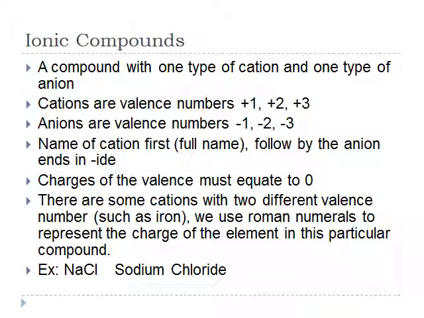So how do you name ionic compounds based on the cation and the anion? Well, first of all, you would take the full name of the cation as the first part of the compound name, followed by the name of the anion, which would end in "ide", such as chloride, right? Charges of the valence in the end must equate to 0.